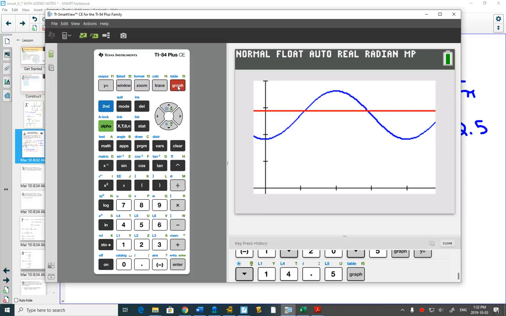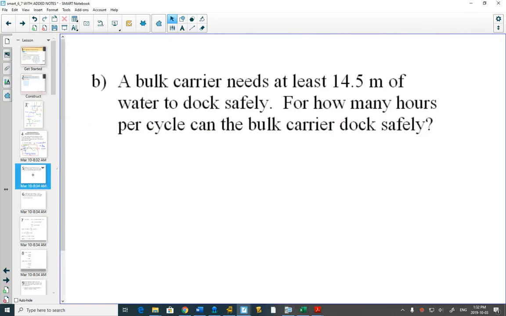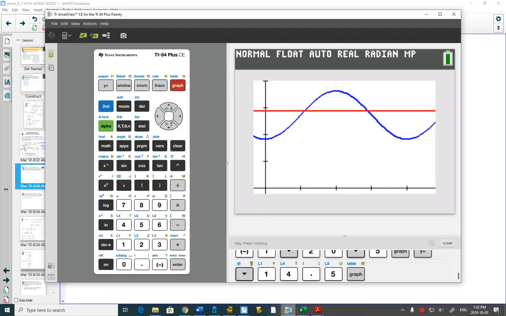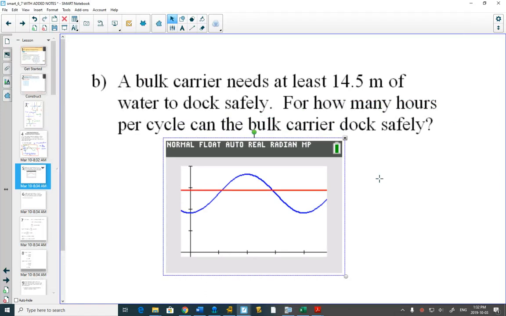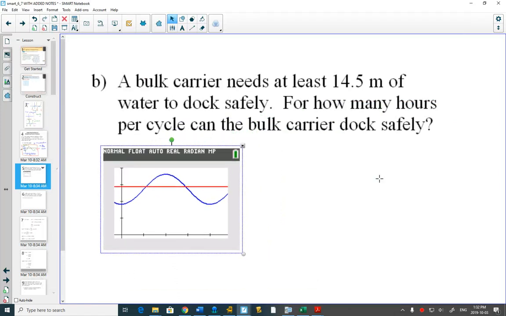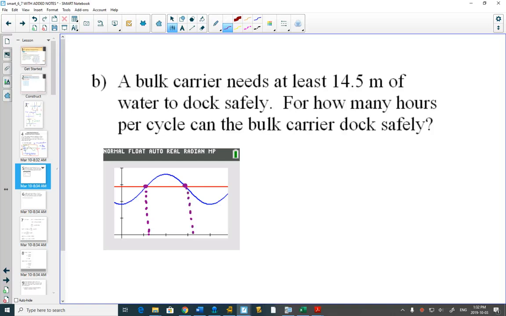The question was asking, for how long can it dock safely? We want to know how long it is from this point to this point. Here, I'll go back to that question. Okay, this is a really cool option where you take your graph, right? Just drag it onto your notes. There's our graph. We want to find out what time is this and what time is this.